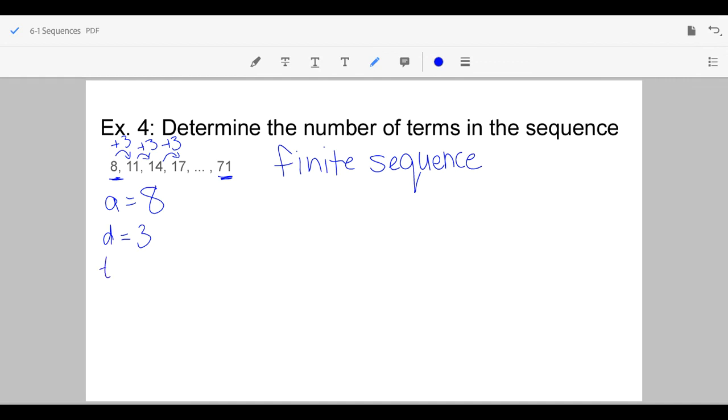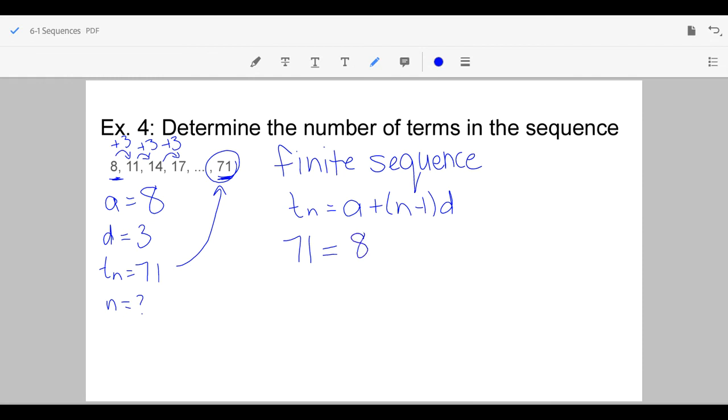The n part is what we're looking for. We know that term n is 71, and n we're not sure yet. We're looking for the term number that is equal to 71. So again, term n is equal to a plus n minus 1 times d. So 71 is equal to a, which is 8, plus, this is the part we don't know, n minus 1. We're solving for n, and then we're multiplying that by 3.